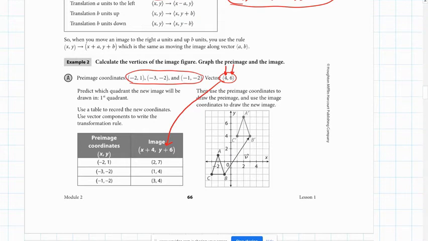And so applying the vector ⟨4, 6⟩, you could go right 1, 2, 3, 4, and up 1, 2, 3, 4, 5, 6. So you could do it that way, or you could just do it algebraically and take the x coordinate and add 4, that gives you 1. Take the y coordinate, add 6, that gives you 4. And so that accomplishes the same thing.